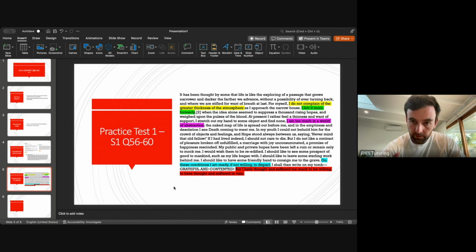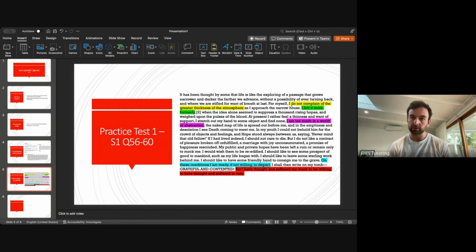And I've just basically highlighted the parts of text that the questions are about. So 56, the first question, is relating to this yellow line here. And it says, the words, "I do not complain of the greater thickness of the atmosphere," suggest despair, self-pity, optimism, or resignation.